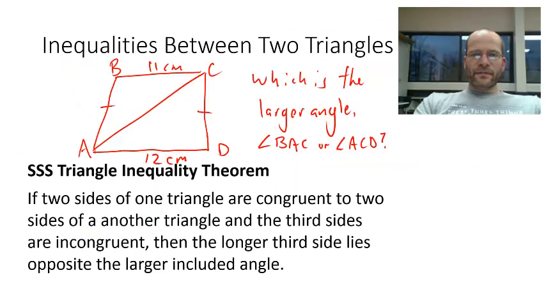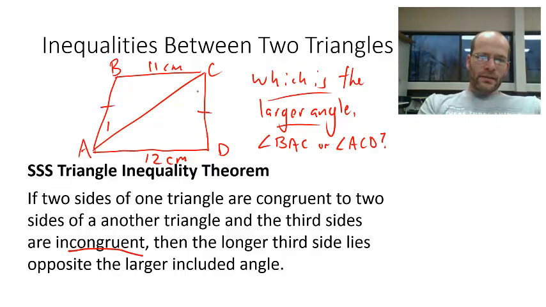Here's a quick example of the application of the side-side-side triangle inequality theorem. And I don't believe I read this earlier, but it says if two sides of one triangle are congruent to two sides of another triangle, and the third sides are incongruent, then the longer third side lies opposite the larger included angle. So let's take a look at this. It says, which is the larger angle, angle BAC or angle ACD? So we're talking about this angle 1 or this angle 2. That's the question, which of those is larger?